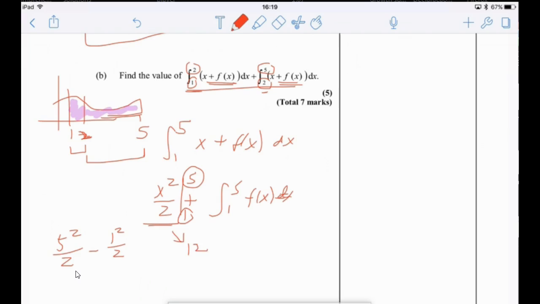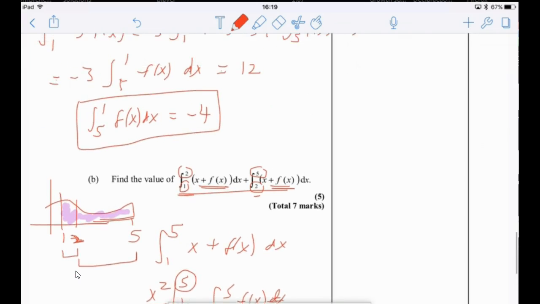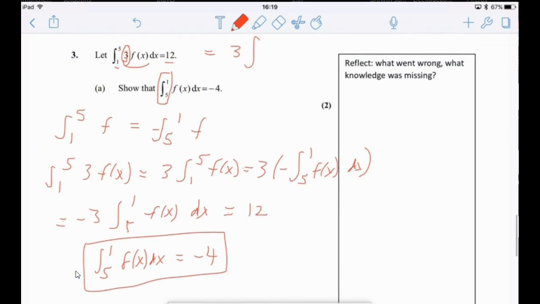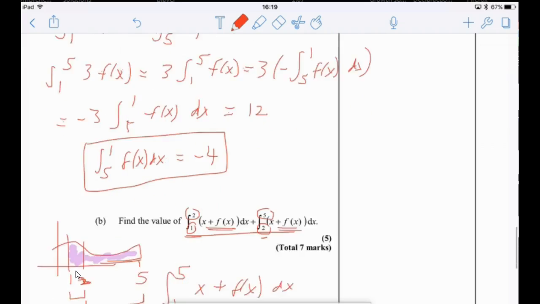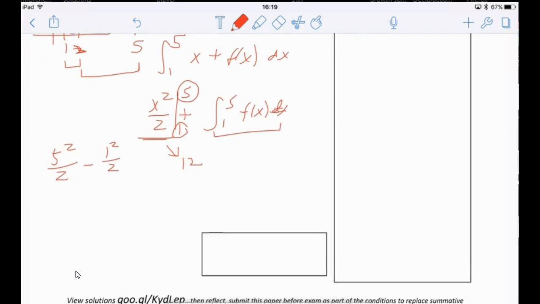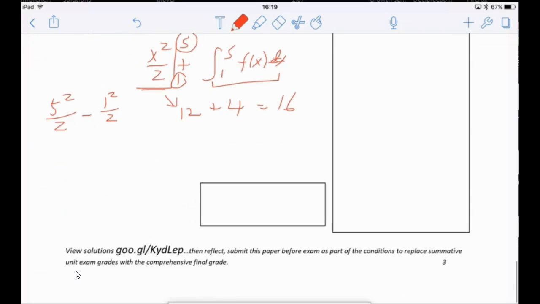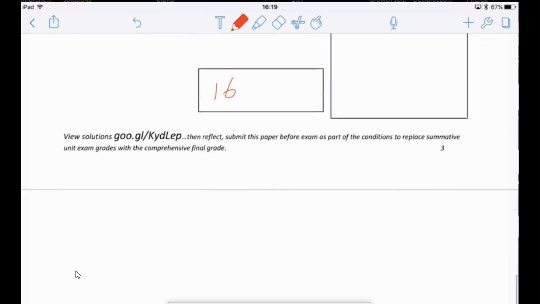And then we know that this integral here, the integral of 1 through 5 of f of x dx, we already have that. It's right up here. It was given to us. We know that the integral of 1 through 5 of f of x dx is actually 1/3 of 12, which is 4. So here we know this is going to be 4. It's going to be 16 is the answer. And I think that's it.